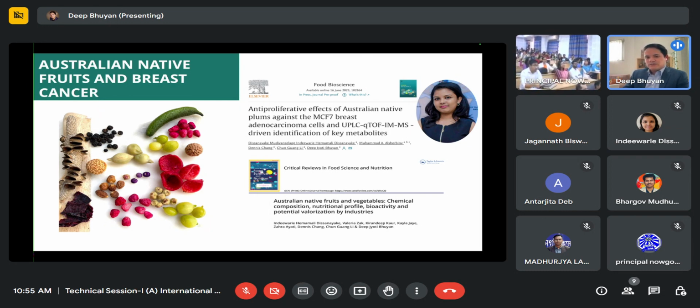So basically what we did, we looked at a fruit called kakadu plum, which is known as the world's richest source of vitamin C. It has, I don't know, about 1,000 times more vitamin C than oranges. So what we did is that we used these fruits and we extracted them using water and ethanol. And then we tried to test these extracts against MCF7 breast adenocarcinoma cells. So these are basically very virulent cell lines for breast cancer, which were basically isolated from patients. Okay, so what we found is quite interesting.